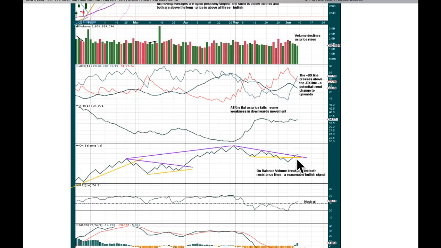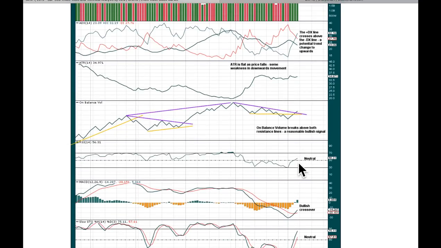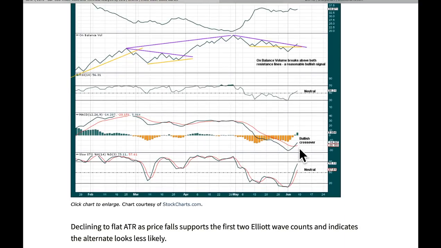On balance volume is giving us bullish signals. This supports the Elliott wave count. RSI remains in neutral territory. There is plenty of room for price to rise. MACD has given a bullish crossover. Stochastics remains in neutral territory. It can reach into overbought, and it can remain there for quite long periods of time when this market trends.